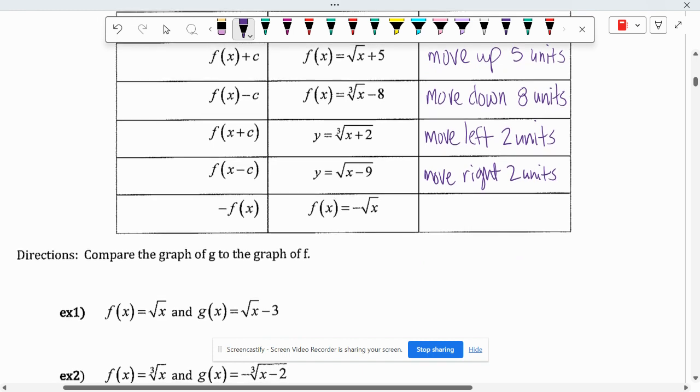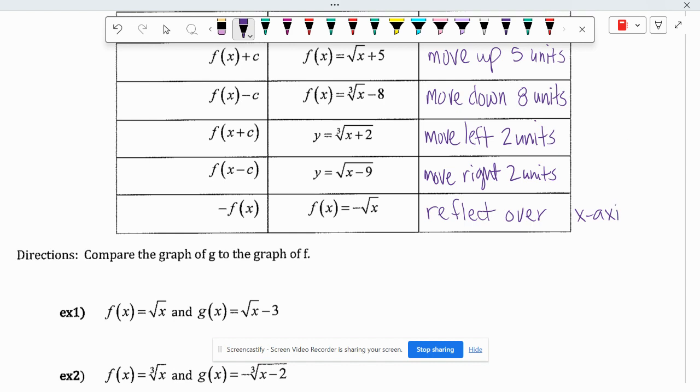What if I put a negative in front of my x? What would my graph do? It would change the what? Changes the slope, right? So for this case, it reflects. You're going to reflect over the x-axis. So that's how transformations work.